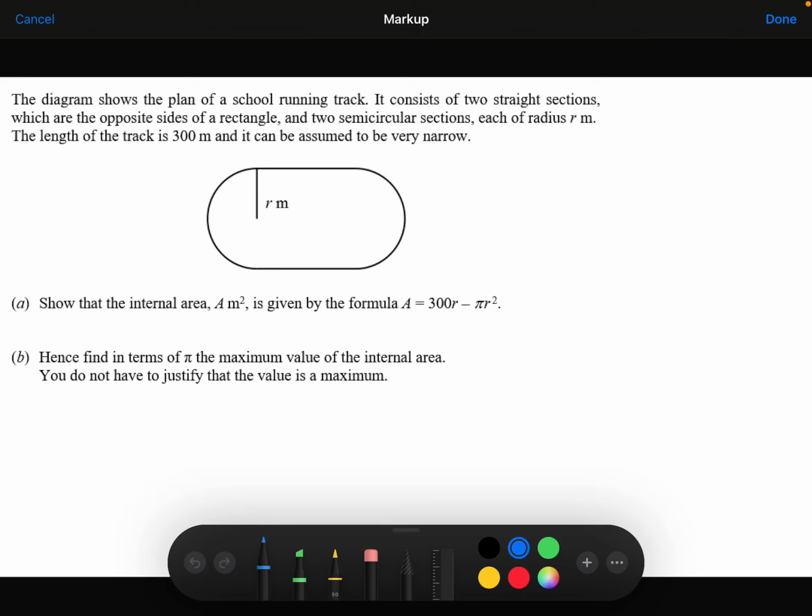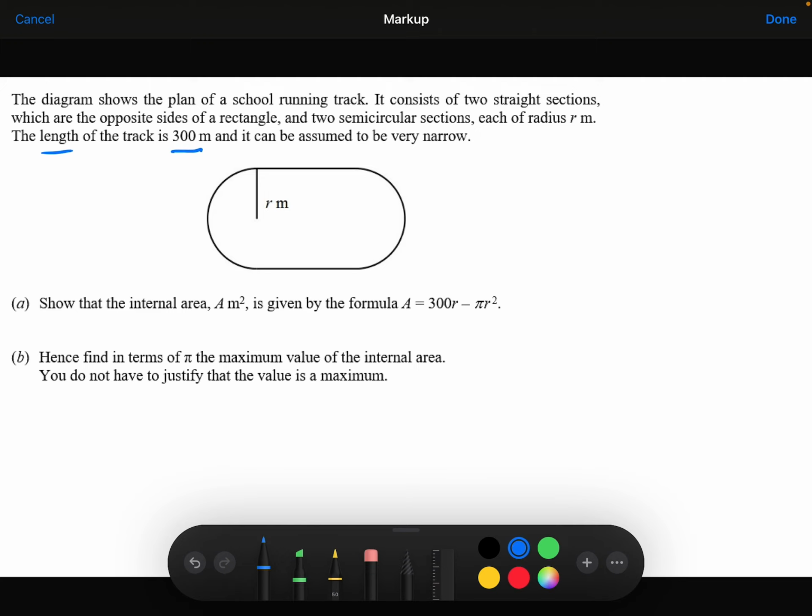The diagram shows the plan of a school running track. It consists of two straight sections, which are opposite sides of a rectangle, and two semicircular sections, each of radius r. The length of the track is 300 metres, and it can be assumed to be very narrow.